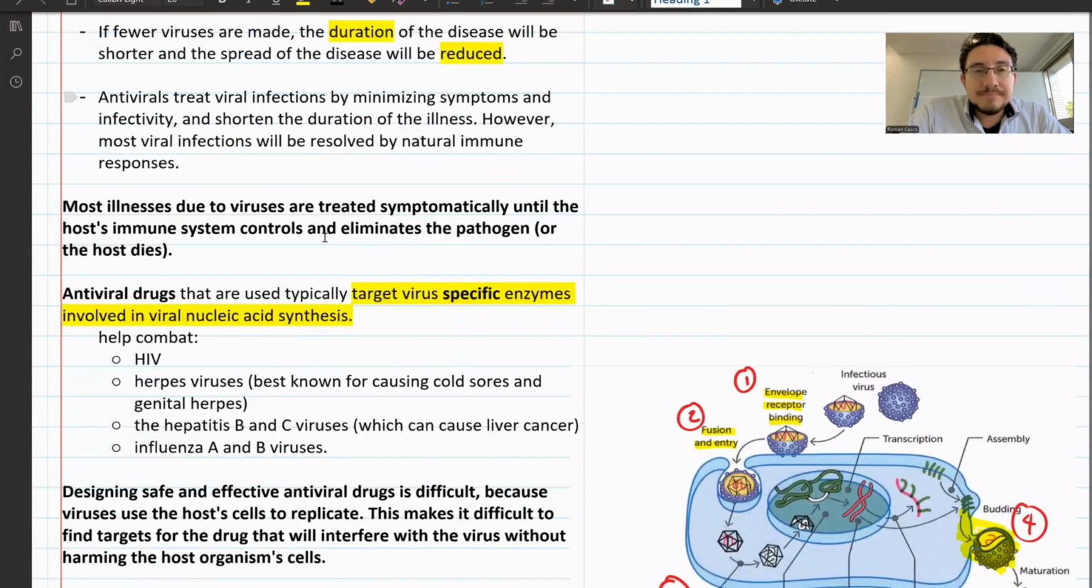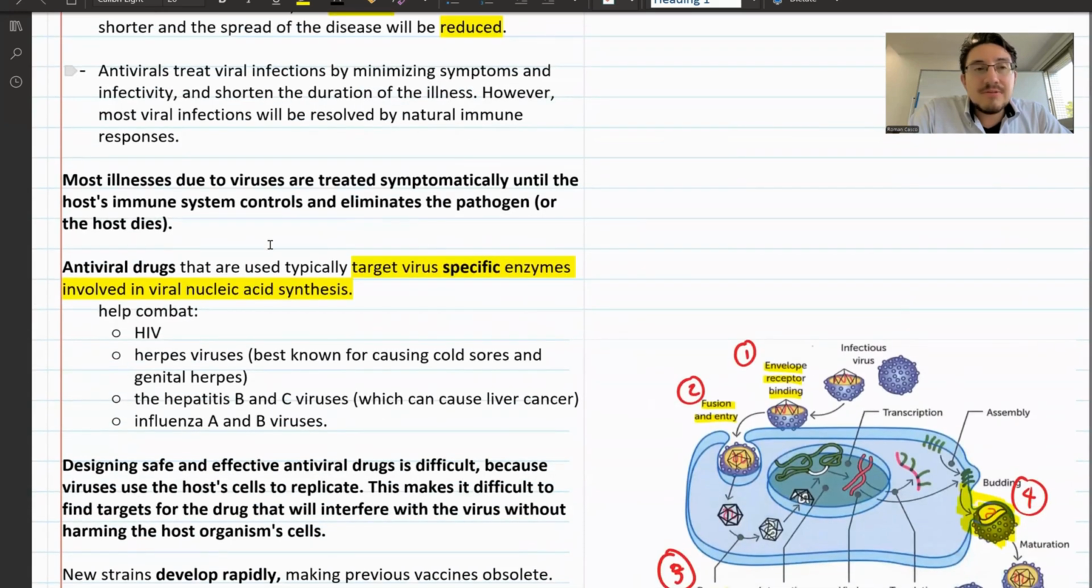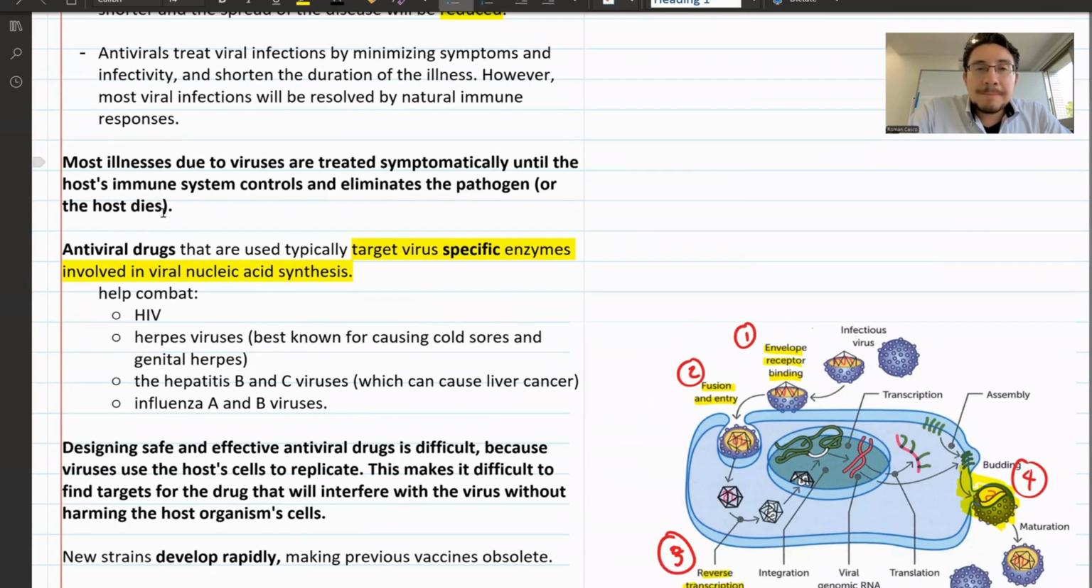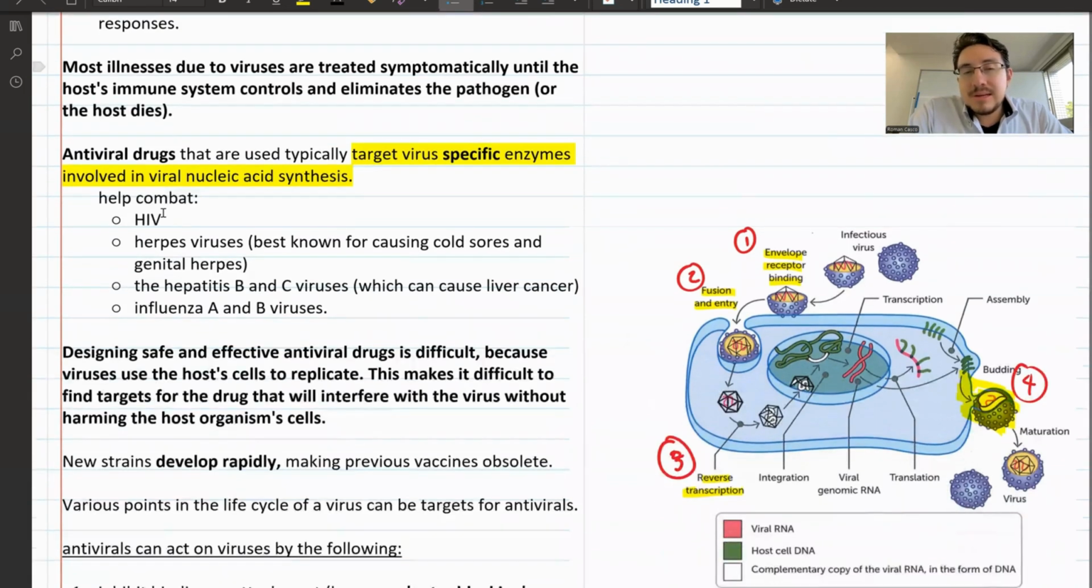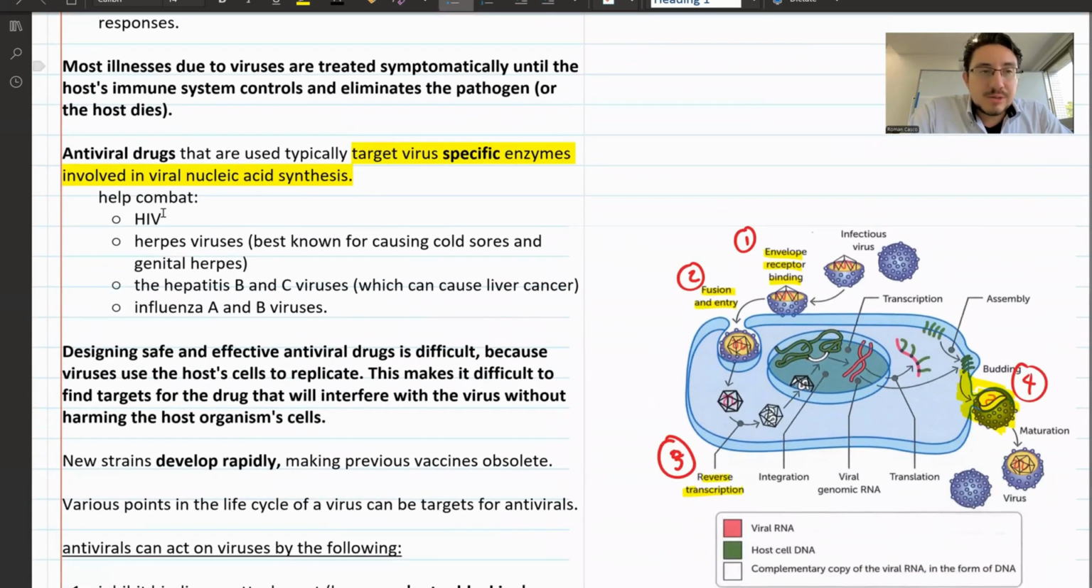So antivirals treat viral infections by minimizing the symptoms and infectivity, right? Generally, antivirals also help mitigate the symptoms. Doctors rely more on the natural immune system rather than antivirals. Okay, but yes, there are some antiviral medications, right?